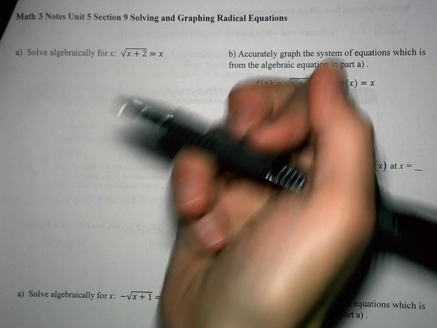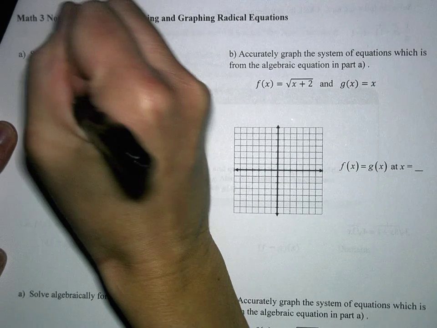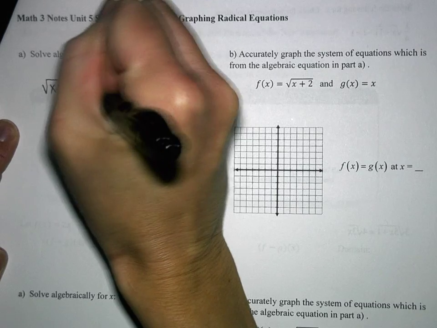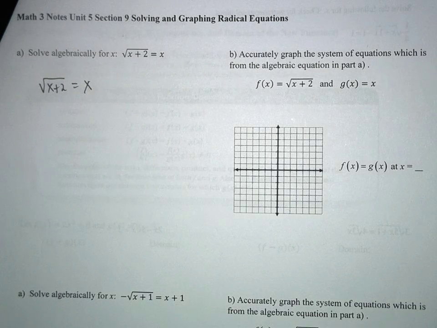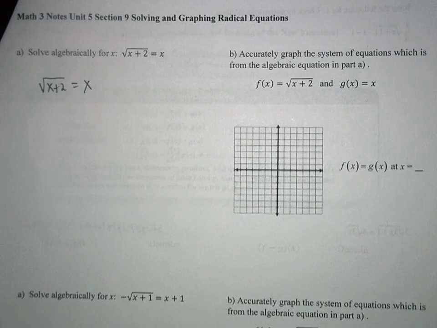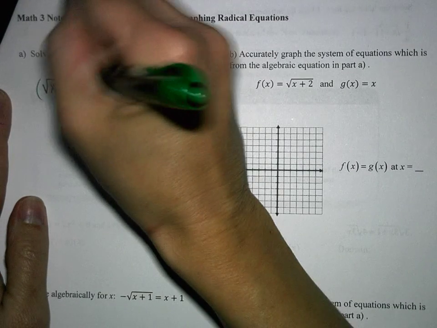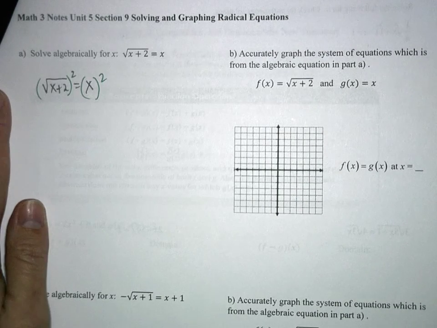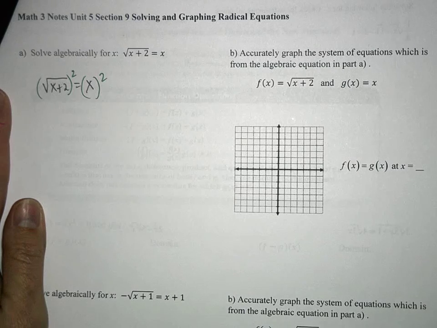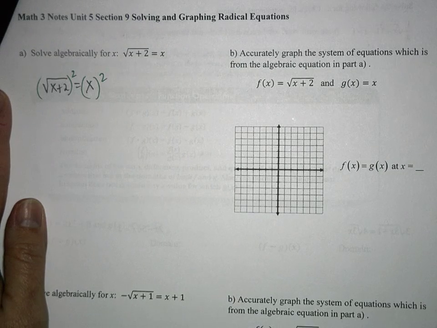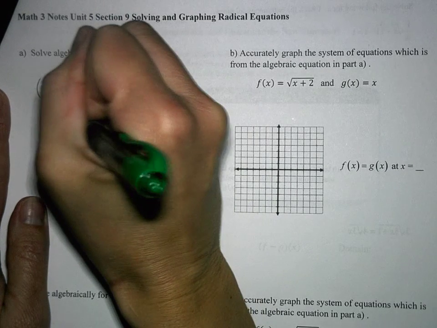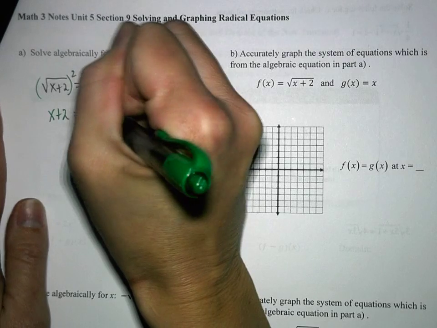Okay? So we're just going to go ahead and take that equation, the square root of x plus 2 equals x, and we want to solve for x. What would I do in order to solve this for x? Good. Square both sides is correct. So when we square a square root, it just becomes itself. So this will be x plus 2 equals x squared.